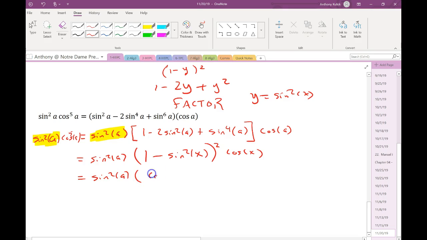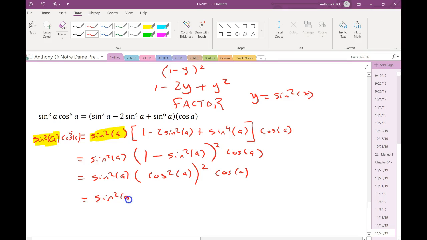Cosine squared, though, right? So I have cosine squared. Oops, these are supposed to be a's. I wrote x's here. That's confusing. I'm sorry. And then I still have a squared on the outside of that, right? Okay. Now what?